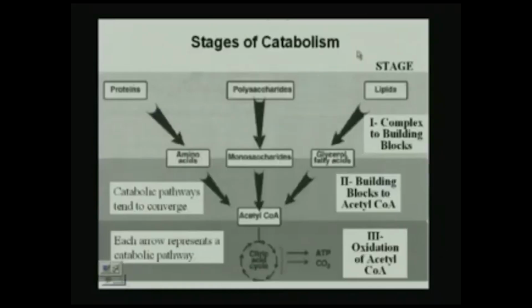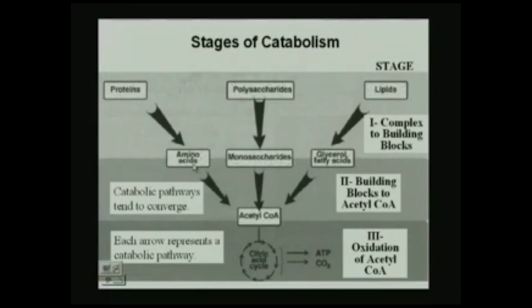Now, we are looking at stages of catabolism. Our intake is proteins, polysaccharides and lipids, that is fats, proteins and carbohydrates basically. The breakdown of proteins is going to give you amino acids. The breakdown of polysaccharides is going to give you monosaccharides. The breakdown of lipids is going to give you fatty acids or glycerol.